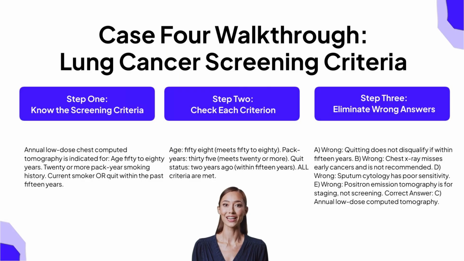Let's work through the lung cancer screening criteria systematically. Step 1. Know the criteria. Annual low-dose chest CT is indicated for age 50 to 80 years, 20 or more pack year history, and current smoker or quit within the past 15 years. Step 2. Check each criterion for this patient. Age 58 meets the 50-80 criterion. 35 pack years exceeds the 20 pack year threshold. Quit 2 years ago is well within the 15-year window.